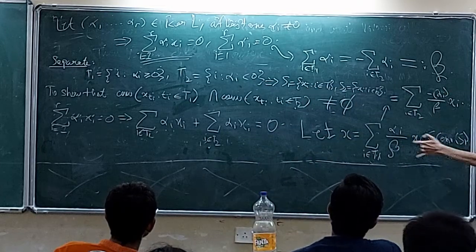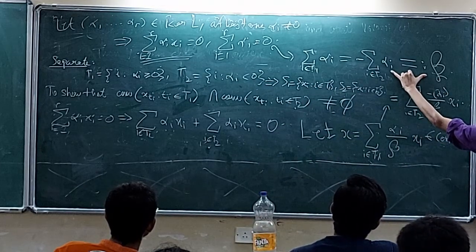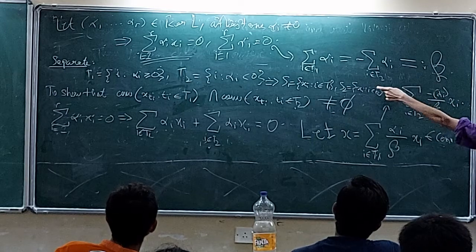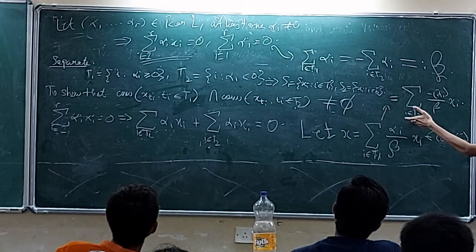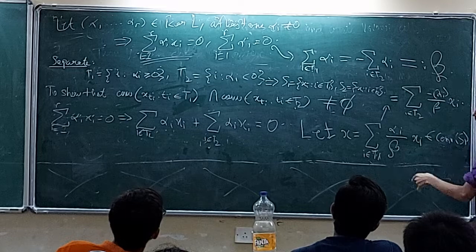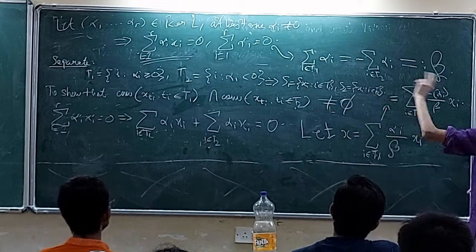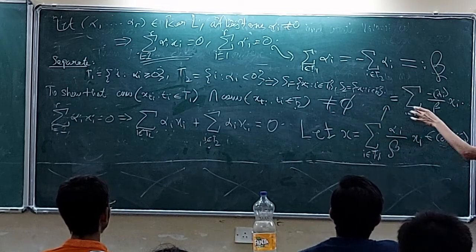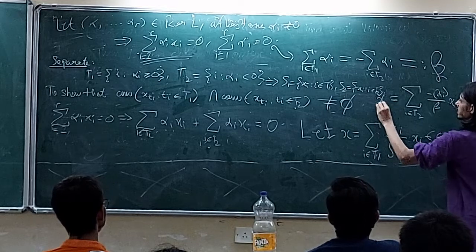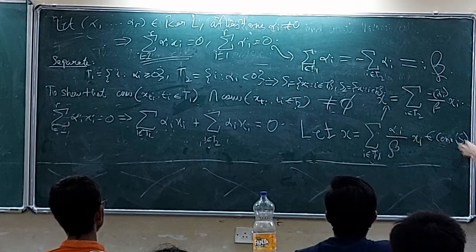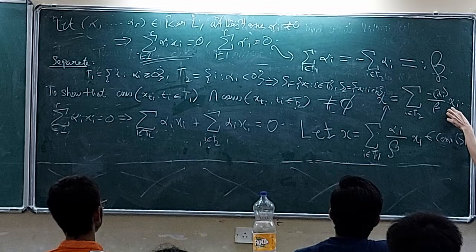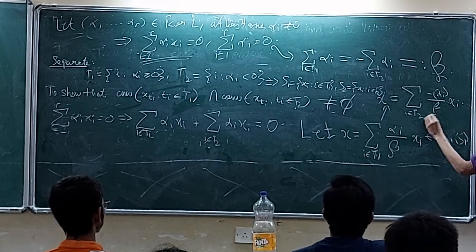But at the same time, because of this relationship, and because I can divide by beta, I just get this equality. This follows from here and from here if you combine both of them. So x is also equal to this. x is equal to this, and x is equal to this. And this, on the other hand, is a convex combination of the points in T2.